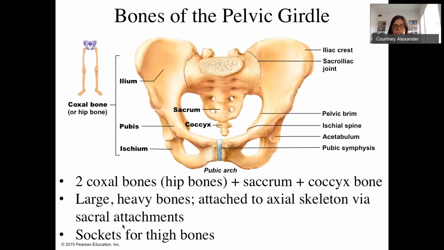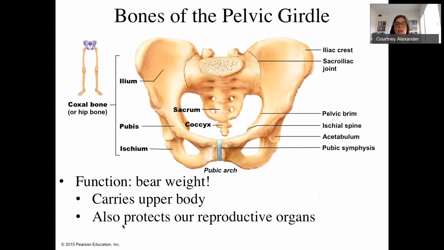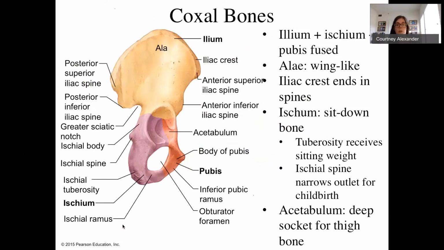They're attached to your axial skeleton via sacral attachments, and they have deep sockets for our femur. Their function is to bear weight. They carry all of your upper body, and they also protect your reproductive organs. The coxal bones are a fusion of 3 bones: the ilium, the ischium, and the pubis.